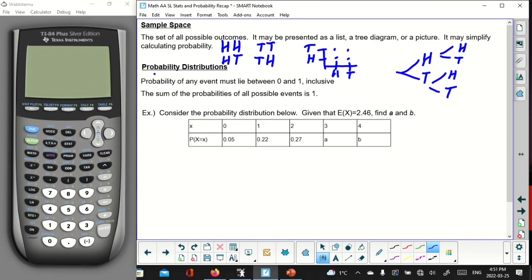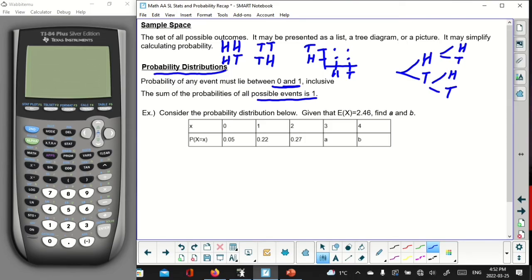Probability distributions in general have to follow a couple of rules. Every probability has to be between 0 and 1 inclusive. A probability of 0 means something is absolutely not going to happen. A probability of 1 means it's definitely going to happen. A probability of 2 means nothing. The sum of the probabilities of all possible events has to be 1 in a distribution.